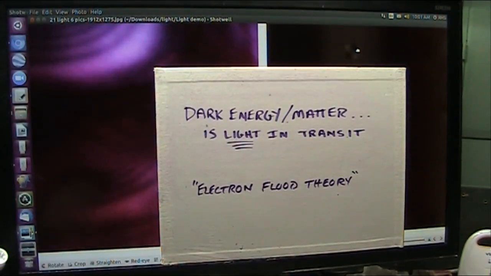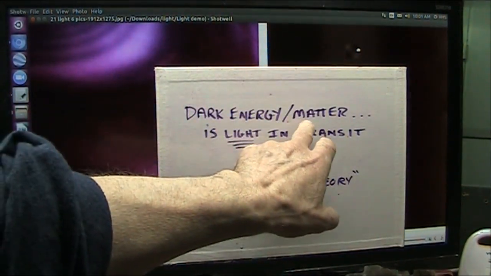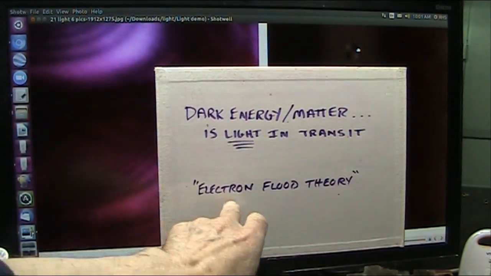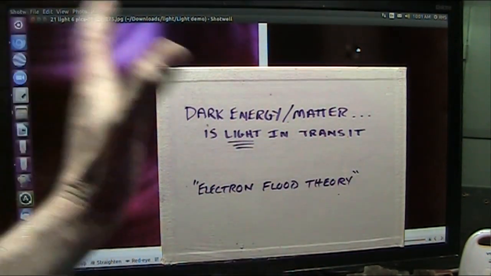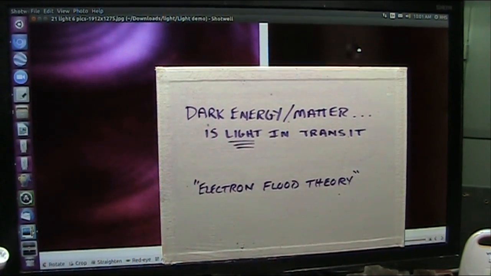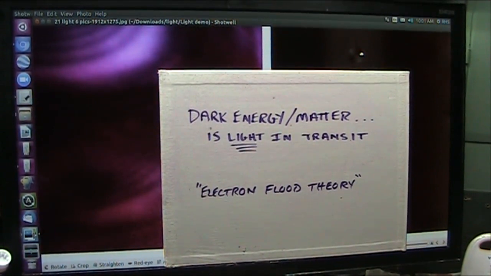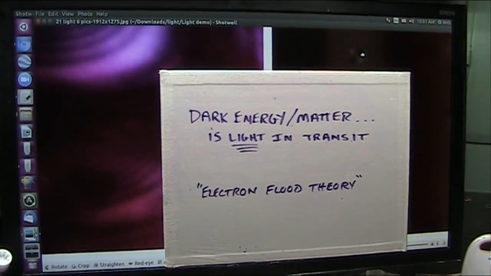Okay, my friends, dark energy and dark matter is light in transit. That's all there is to it. Electron flood theory says that the sun spits out these particles, and that is the dark matter and the dark energy, when it's in space and not concussing. Let's look at the details.